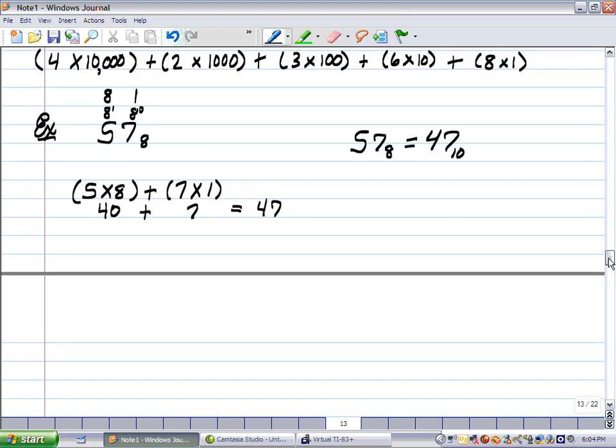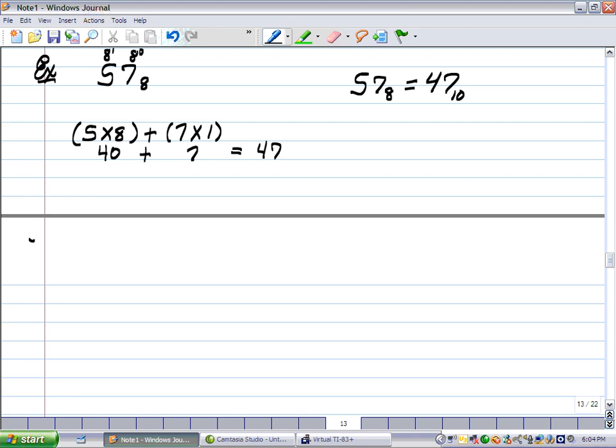Okay, let's do another one. Let's convert 324 base 8 to base 10.